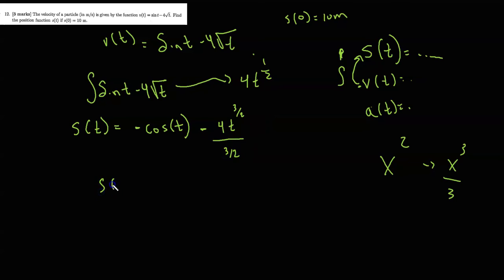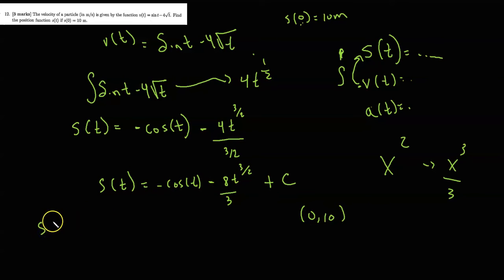So that leads to s of t is equal to negative cosine t minus 8 t to the 3 over 2, all over 3. And then don't forget to add that constant, because it's an indefinite integral, but we're actually going to calculate that constant because we are given that the position of the particle at time 0 is 10 meters. So they're giving us the point (0, 10) to plug into here. So s of 0 is equal to negative cosine of 0 minus 8 times 0 to the power of 3 by 2 over 3 plus c, and that is equal to 10.